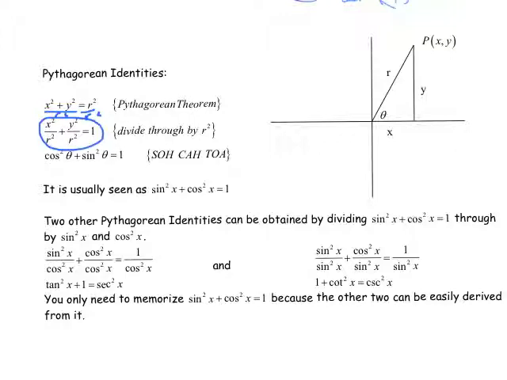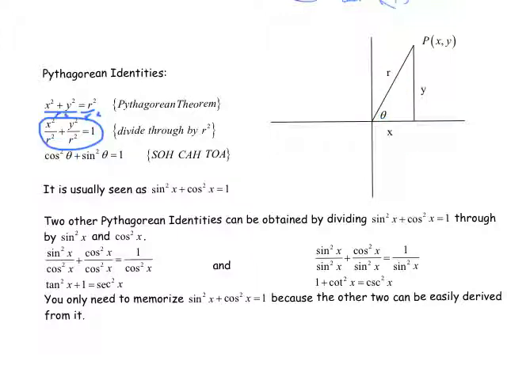Well, let's take a look at x squared over r squared. X squared over r squared, that's adjacent over hypotenuse when we talk about trig, because this is where my theta is. And adjacent over hypotenuse is cosine. So that's why x squared over r squared is cosine squared, y squared over r squared is sine squared, and we get equal to 1. So this is our first identity.